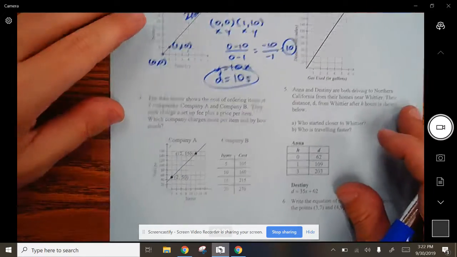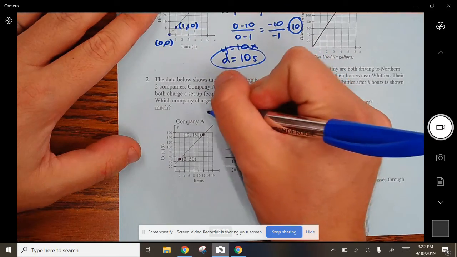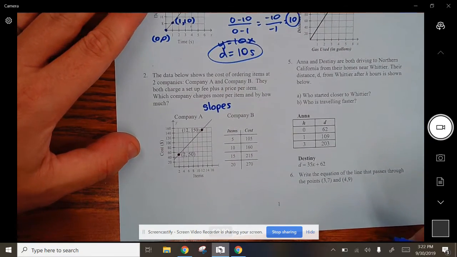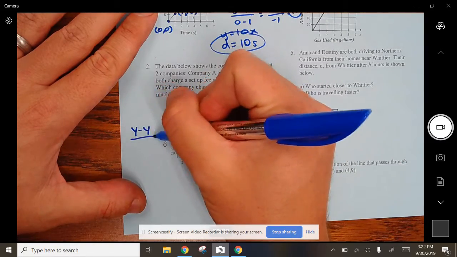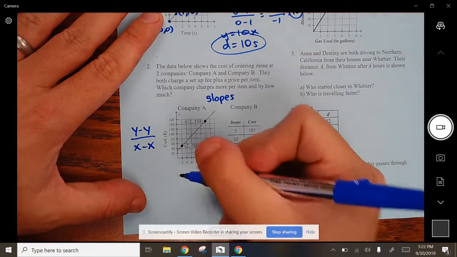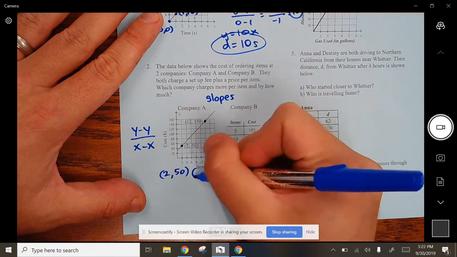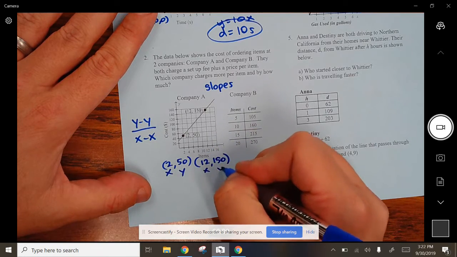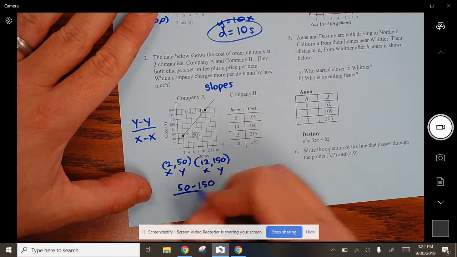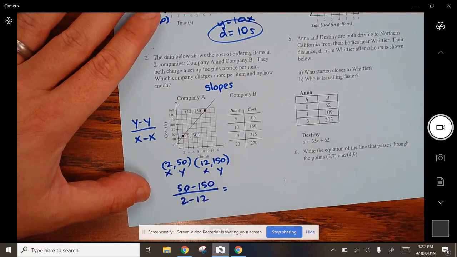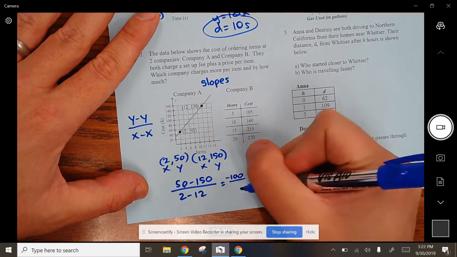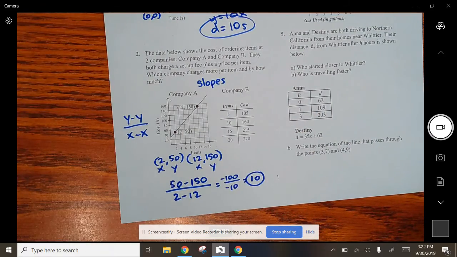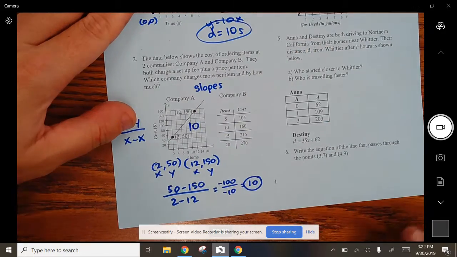Number 2 talks about company A versus company B, and all you're doing is comparing who has the larger slope. So we know our rule for slopes is always y minus y over x minus x. So I have 2, 50 and 12, 150. I'm going to get 50 minus 150 over 2 minus 12, negative 100 over negative 10. Well, that looks familiar. That's 10. So the slope for company A is 10.